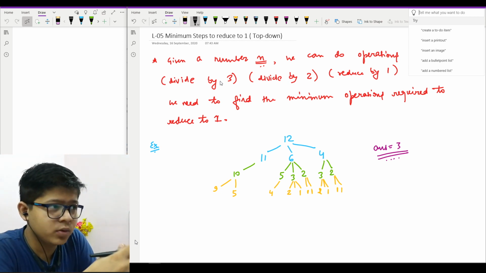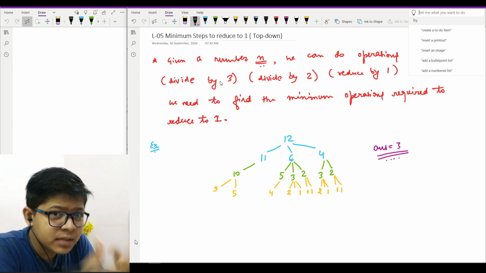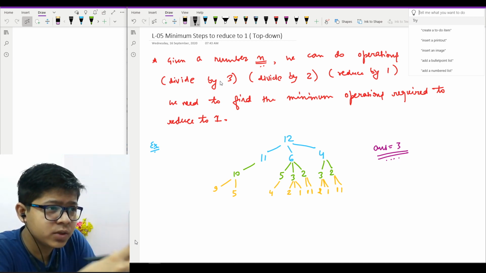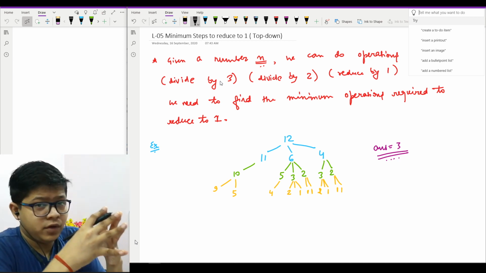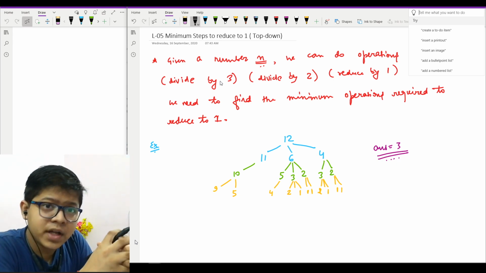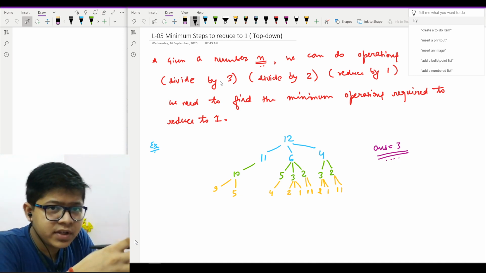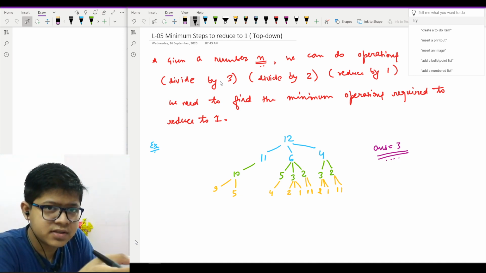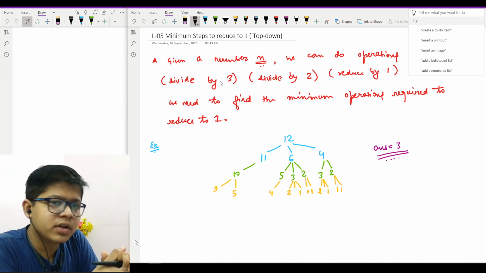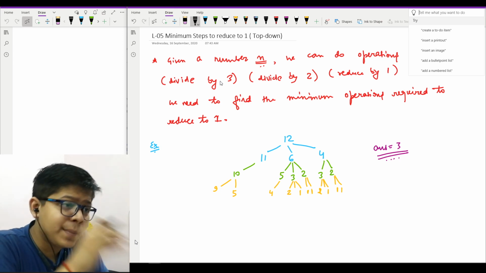Three operations are allowed. Divide by 3, if it is divisible by 3. Divide by 2, if it is divisible by 2. And if neither, or if you want, we can also reduce by 1. At any step we can apply any of these three operations such that they are valid. Reduce by 1 is always valid, but the first two are valid only when the number is actually divisible by 2 or 3. So we need to find the minimum number of operations.